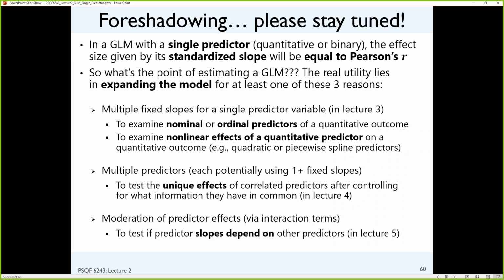If I say 1 is cat, 2 is dog, and 3 is rabbit, drawing a line through that as if they're numbers doesn't make sense. We're going to have to recast them in a series of binary variables instead. That's going to take more than one slope.